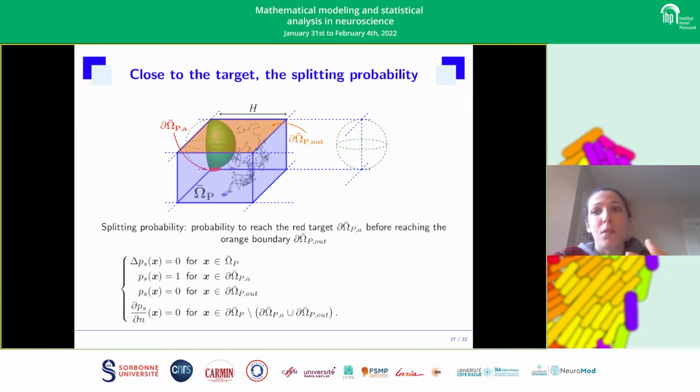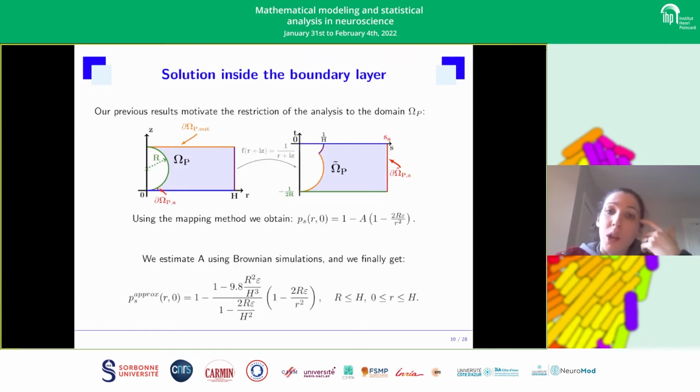And actually, the PDE that is solved by this problem is kind of close to the one we had before. So using the previous analysis, we could find an approximation of this probability. We found that the probability takes this form, and we could estimate A using Brownian simulation, and we end up with the approximation of the splitting probability being this one. So this is the probability to enter the boundary layer before getting lost inside the terminal.